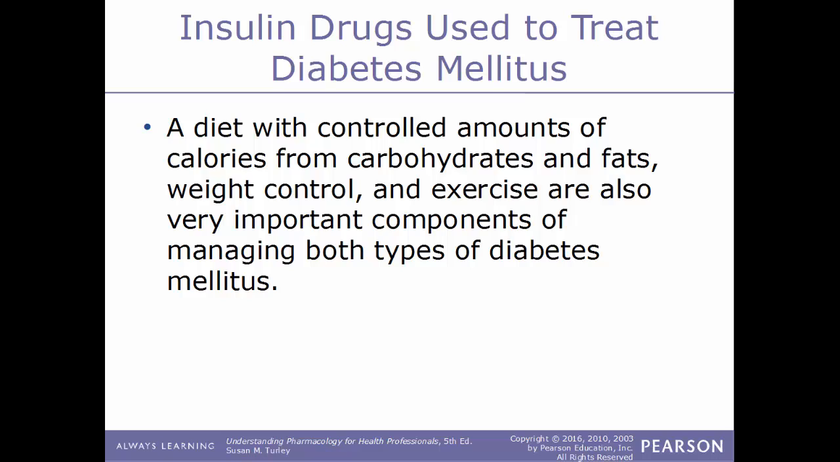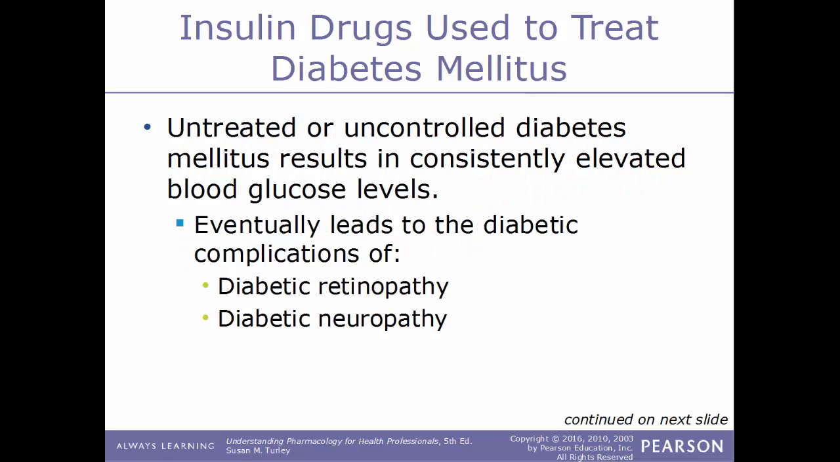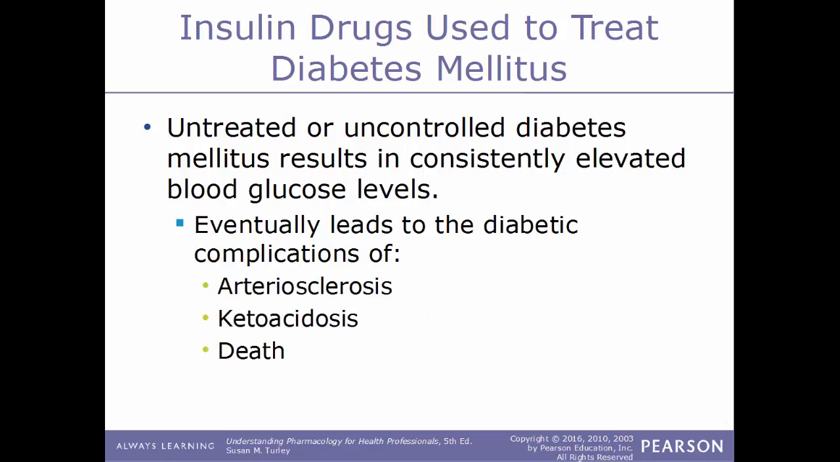Now, a diet with controlled amounts of calories from carbohydrates and fats, in combination with weight control and exercise, are also very important components of managing both type 1 and type 2 diabetes mellitus. Now, untreated or uncontrolled diabetes mellitus results in consistently elevated blood glucose levels. This will eventually lead to complications of diabetes, which include diabetic retinopathy or diabetic neuropathy. It could also lead to arteriosclerosis, ketoacidosis, and eventually death. So when it comes to levels of blood glucose, this is not something that should be played around with. It's something that should be monitored very closely and controlled very closely.